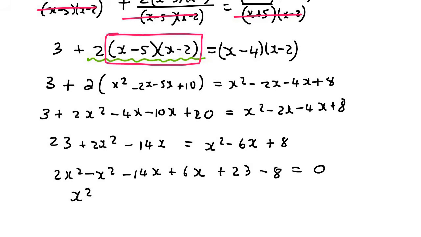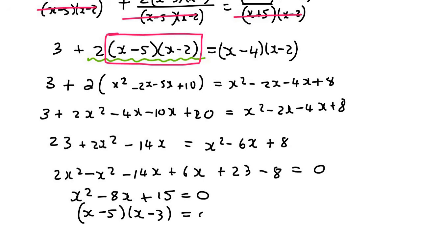And so that's going to give us x squared minus 8x plus 15. Oh, and this can be factorized as x minus 5. But if you need to use the formula, the quadratic formula, you can also do that. And so therefore x is going to be 5, or x is going to be equal to 3.